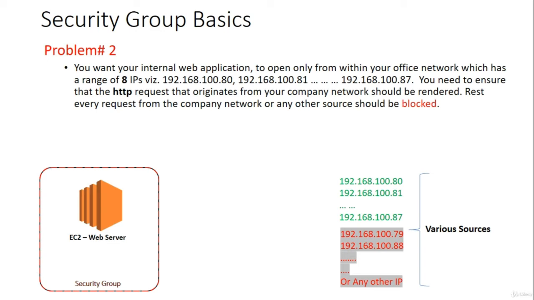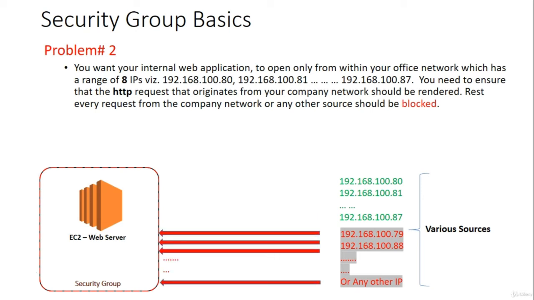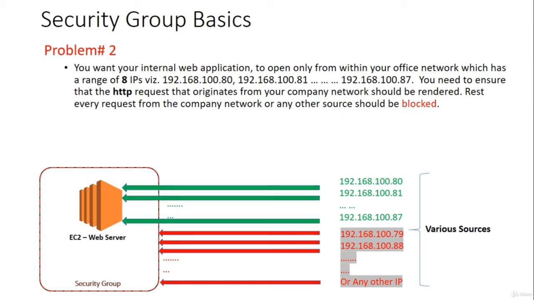Will are representing the missing ones, for example .82 or .84, whatever. So only from these 8 IPs, if the request is going from these 8 IPs, the web application should work. I mean, it should render results or pages, otherwise it should block. So these are getting blocked and these are getting rendered. I mean, these requests are getting fulfilled.